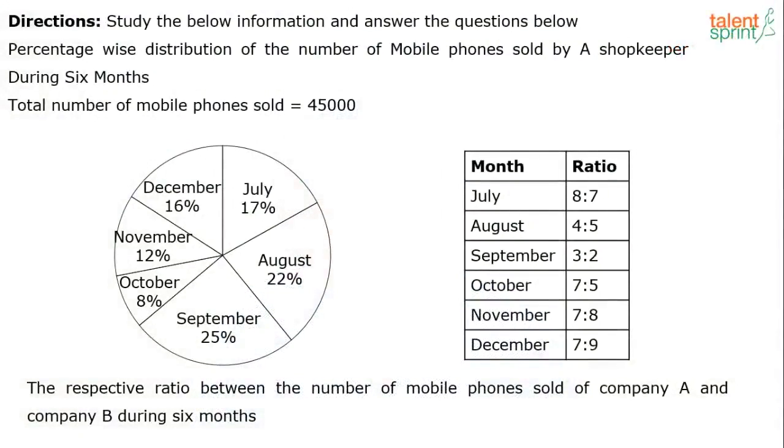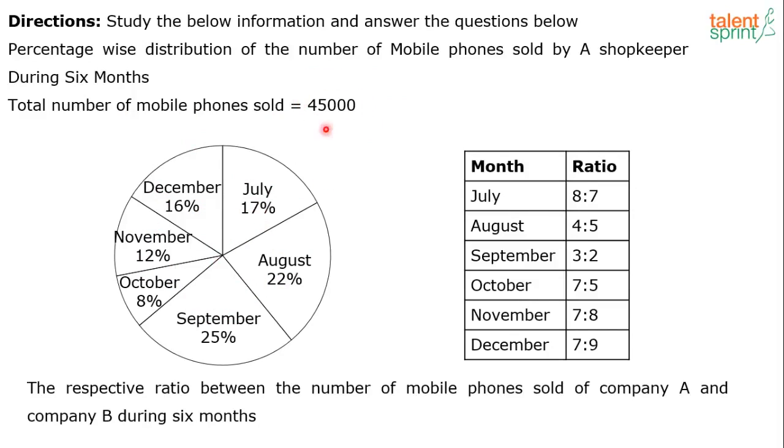The first set of questions from data interpretation is on your screens now. See what it says. Look at the data. He says, study the below information and answer the questions given below. So percentage-wise distribution of number of mobile phones sold by a shopkeeper during 6 months. You can look at this pie chart, right? We've got 6 months here: July, August, September, October, November, December. So from July to December, he has given us a breakup of number of mobile phones sold in terms of percentage. See, total number of mobile phones sold is 45,000.